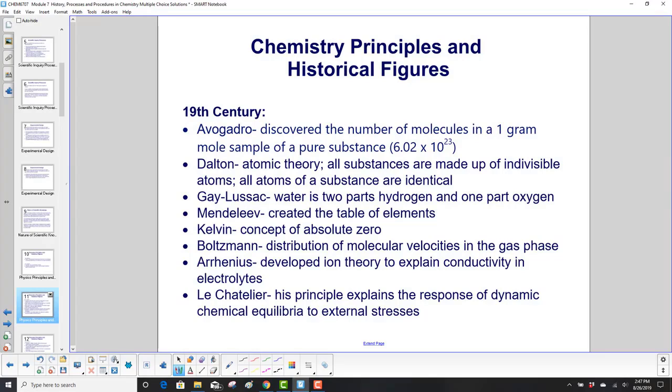Mendeleev created the periodic table. Kelvin came up with the concept of absolute zero. Boltzmann, the distribution of molecular velocities in the gas phase. Arrhenius developed the ion theory to explain conductivity in electrolytes. And then Le Chatelier. His principle explains response of dynamic chemical equilibria to external stresses.